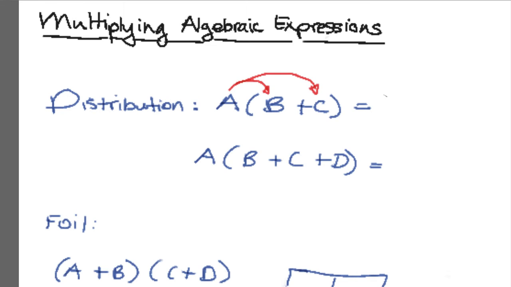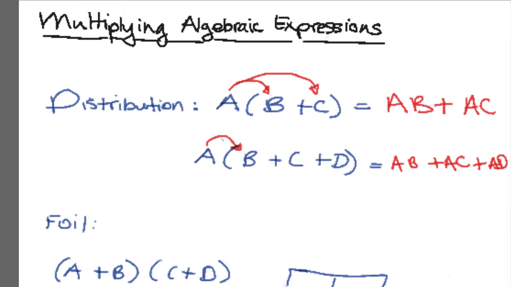So we would get AB here plus AC. If there's three terms, there's no difference. It would be AB plus AC plus AD. You just take that first term times each one. Okay. Again, there will be an example video for all this, so make sure you check that out.